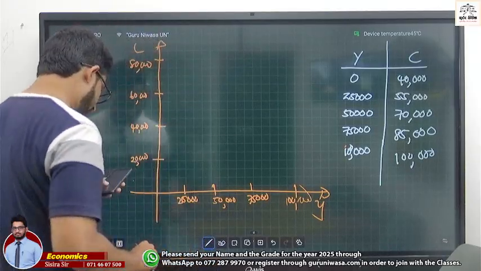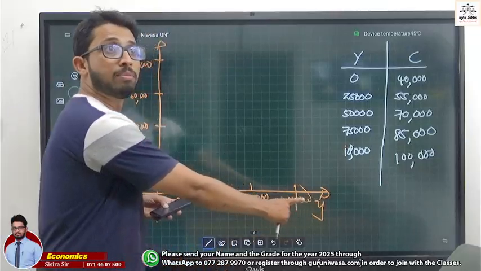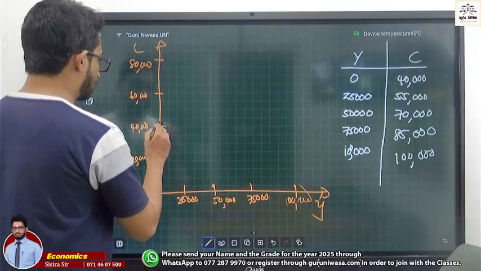Mark the points. When income is 0, consumption is 40,000. When income is 0, consumption is 40,000. Here is the point.